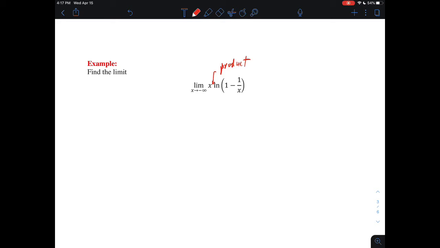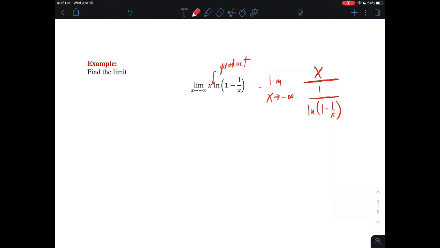So I had a suggestion earlier that said if you have a product, rewrite that involving a quotient. So like the limit as x approaches negative infinity of x divided by, and it wouldn't be x divided by the natural log of 1 minus 1 over x. I have to take the reciprocal of that. So that would be 1 over the natural log of 1 minus 1 over x.